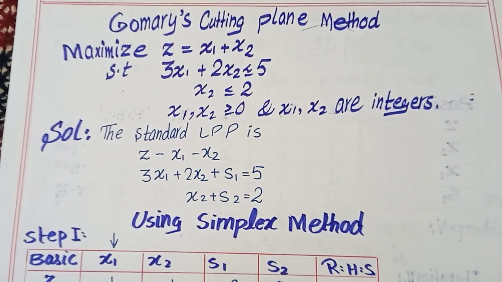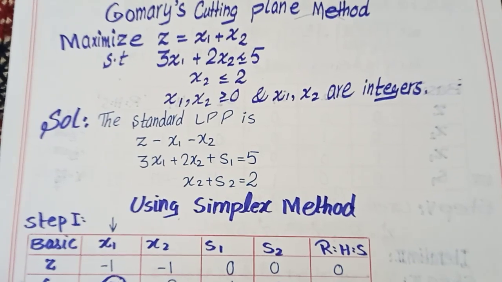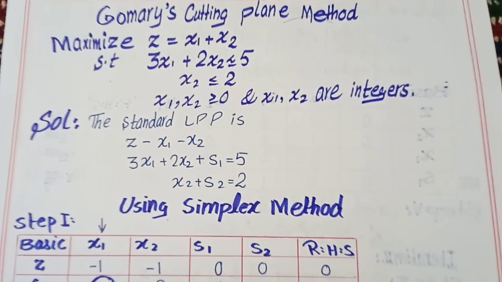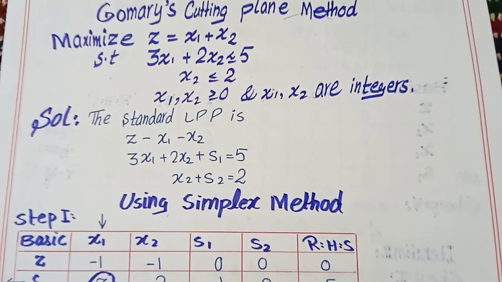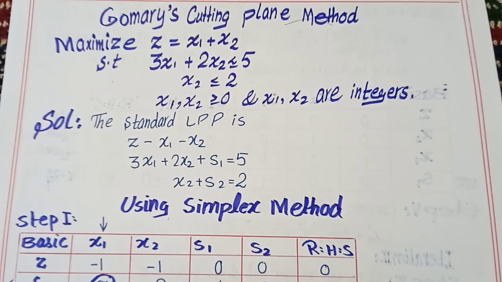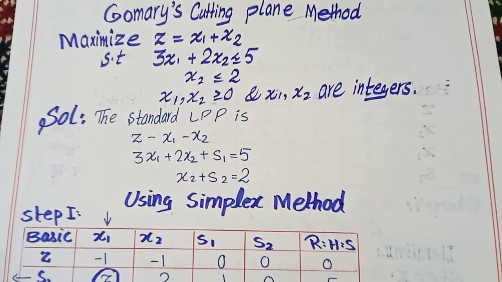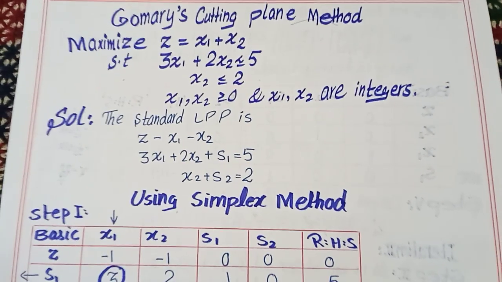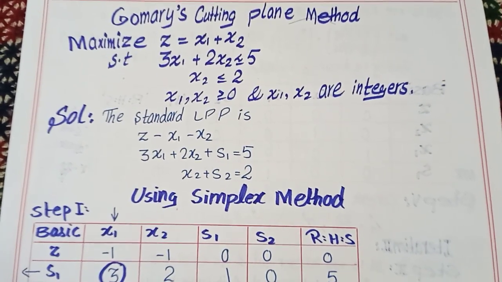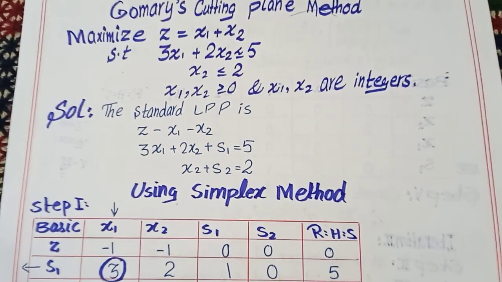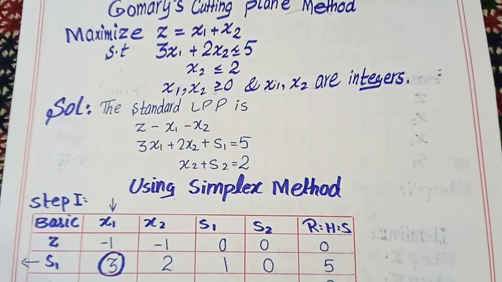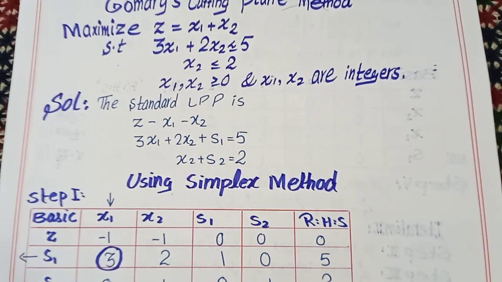Operation is set to integer linear programming, and this type is Gomory's cutting plane method. The third question is: maximize z = x1 + x2, subject to the constraints 3x1 + 2x2 ≤ 5, x2 ≤ 2, and x1, x2 ≥ 0, and x1, x2 are integers.